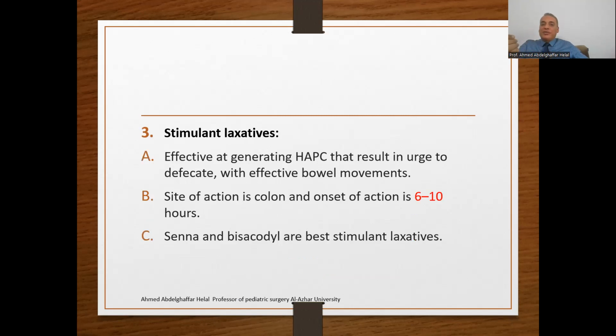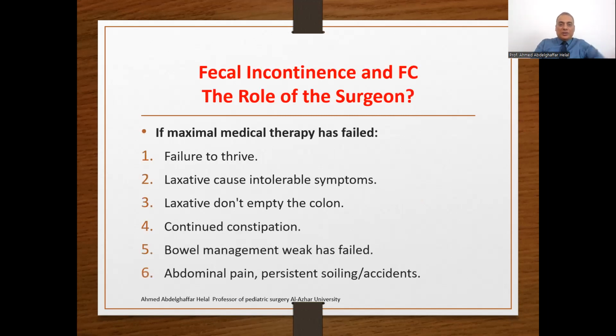Then stimulant laxatives. Stimulant laxatives are effective at generating what are called high amplitude contractions that result in urge to defecate and effective bowel movement. The site of action is usually the colon, and the onset is 6 to 10 hours. Senna laxatives are the best examples. All these steps go in the right way, treating a constipated child with disimpactions, with enemas and irrigations, and then stimulant laxatives. Where is the role for the surgeon? Yes, we will get to it.